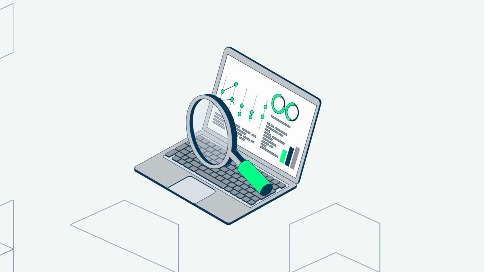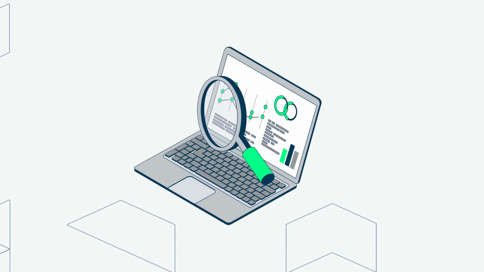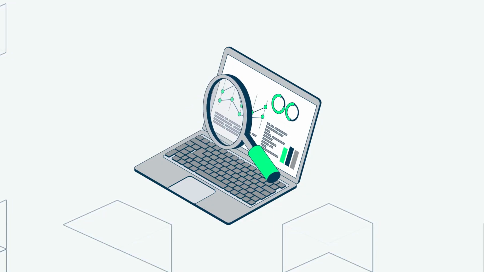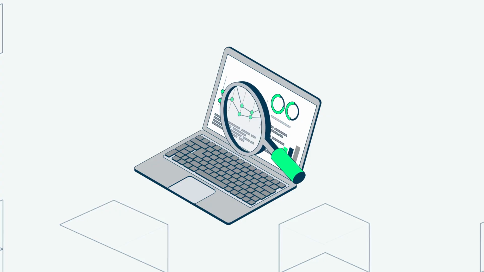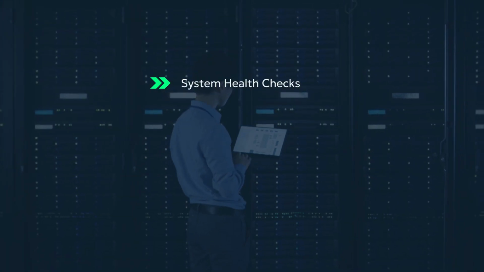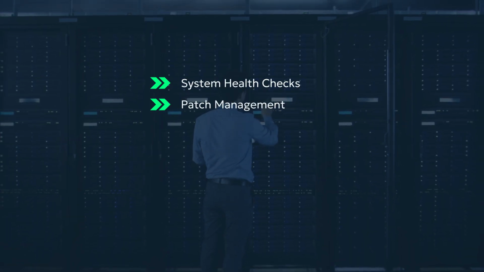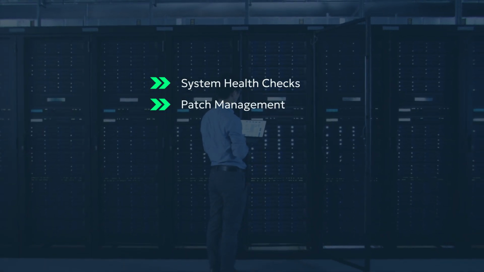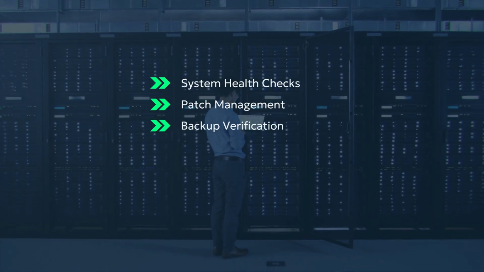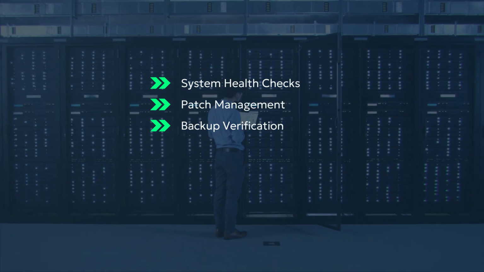Step 2. Identify maintenance task categories. Be clear on what tasks are included during each maintenance window. Most maintenance work falls into these categories. Review disk space, memory usage, and hardware alerts. Apply OS and third-party software updates. Confirm backups completed successfully and test restores.